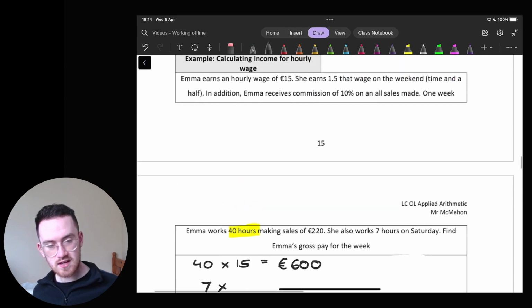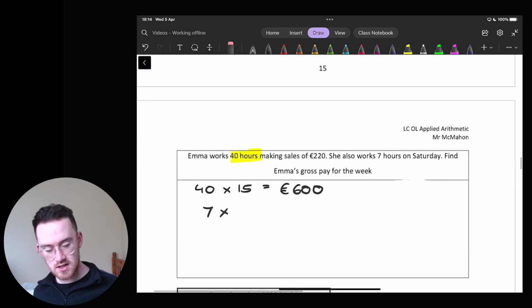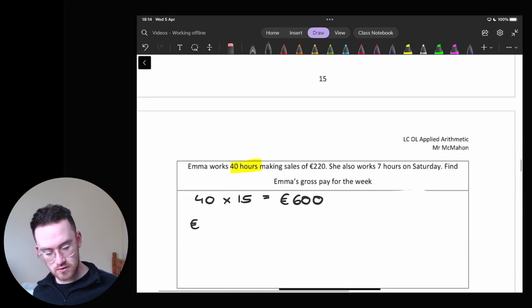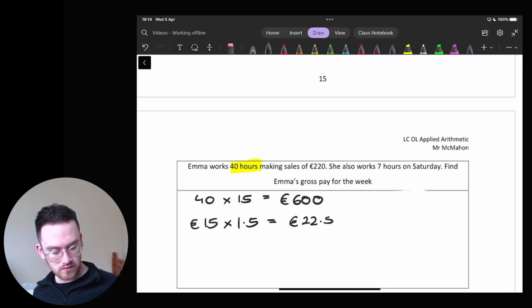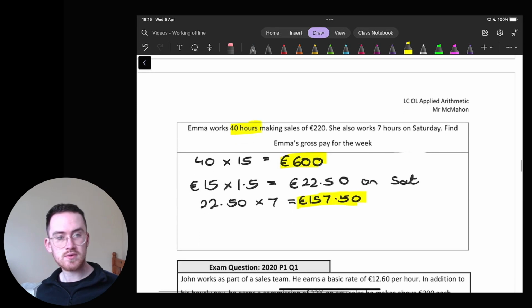So 7 hours on a Saturday, and on a Saturday she works time and a half, so she earns 1.5 times that wage on a weekend. So let's work that out. If her normal wage is €15, was that what we said? €15, yeah. Times 1.5. So she gets €22.50 on Saturday. And how many hours did she work? She worked 7. So it is obviously worth her while to work on a Saturday. So we get 157.50. Okay, so we have two parts there we're going to have to add up.